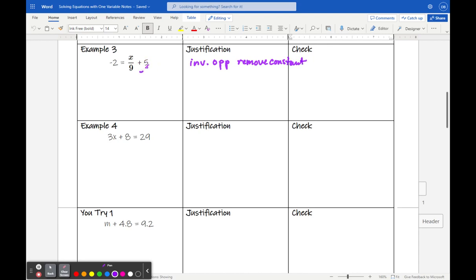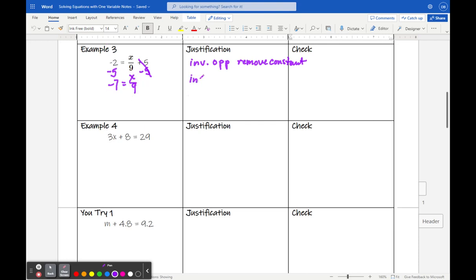The opposite of adding is subtracting. Whatever I do to one side, I do to the other. So on the right-hand side, we have x over 9. On the left-hand side, negative 2 minus 5 is negative 7. Now I have x divided by 9.